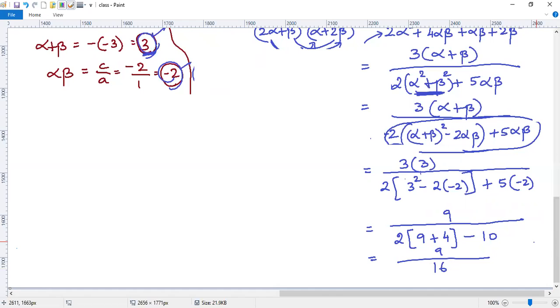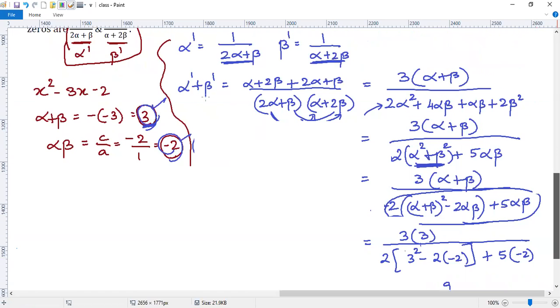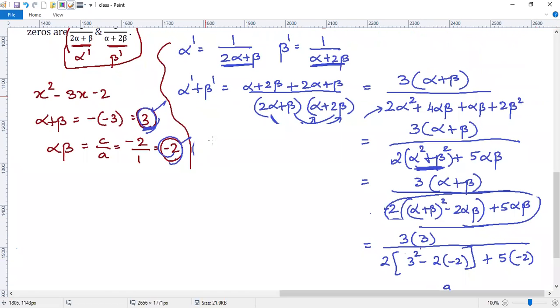Okay. Right. Now alpha plus beta is 9 by 16. What will alpha dash into beta dash be? This is alpha, this is beta, right? Alpha dash, this is beta dash. So if you multiply both, what will you do? You have to take LCM obviously. When we multiply both, the denominators will get multiplied. Rather than saying LCM, the denominators will get multiplied.